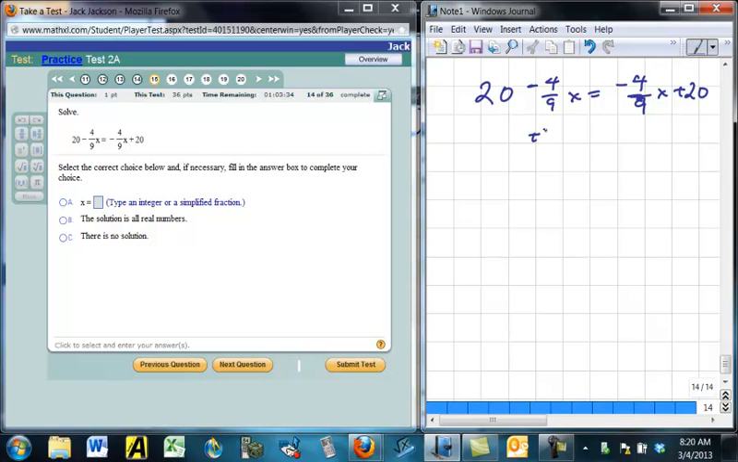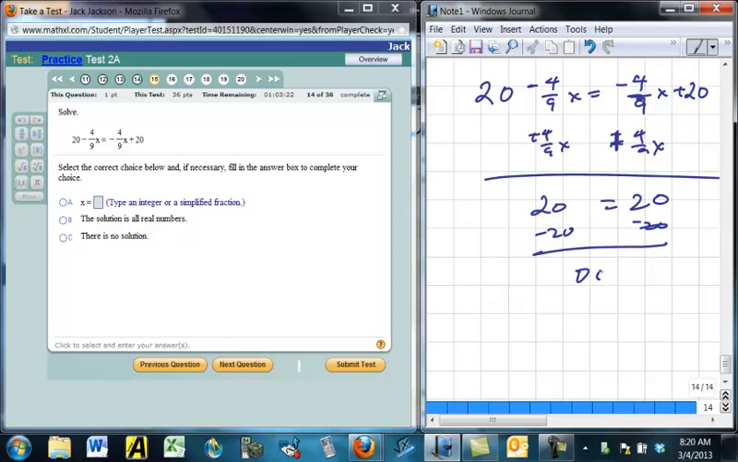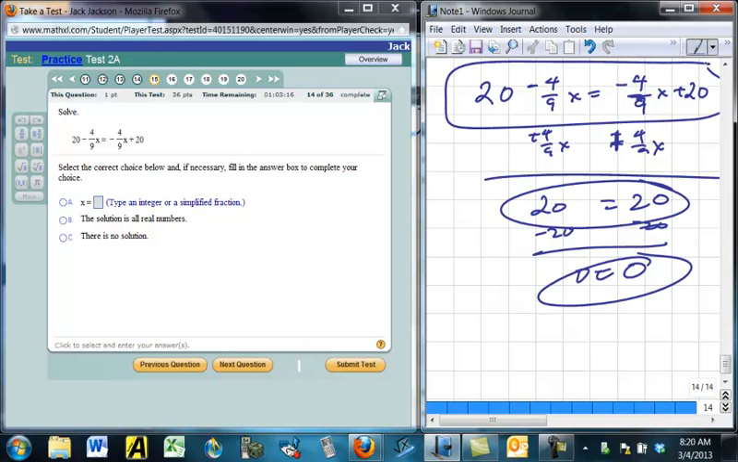But if we try to solve this, look what happens if we add 4/9 x to both sides. That cancels out and we get 20 equals 20, or if we subtract 20, we get 0 equals 0. So at some point, whether it's here or even at the beginning, you're going to see that you've got an equation that's always true. So this is what's called an identity, or sometimes a tautology. It's something that's always true. And so the solution is all real numbers here.